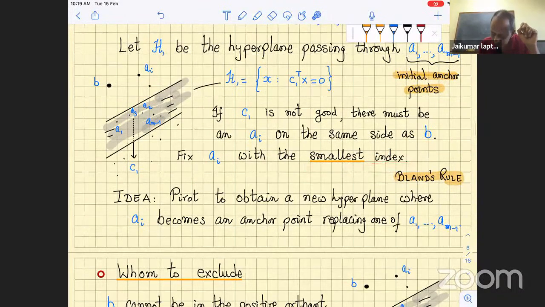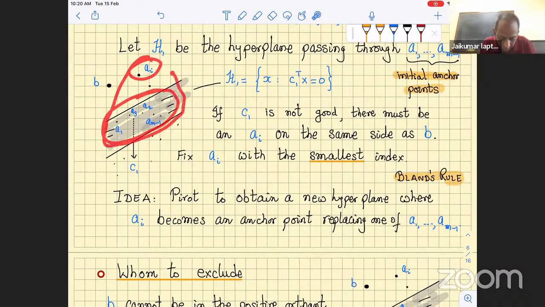Okay. So this is like Bland's rule, which is we are always going to, whenever we have some A_i's who are complaining that they have been put on the same side as B, among them, we take the one which has the smallest index. Okay. So now we have got these m-1 vectors and this vector A_i, and clearly this A_i is not in this subspace. So together they form a basis. Together they are linearly independent.